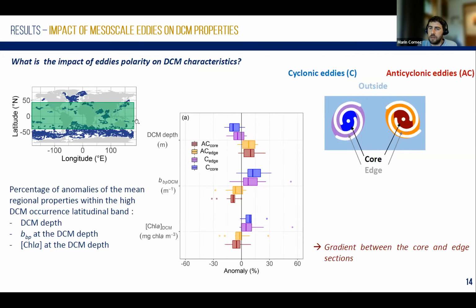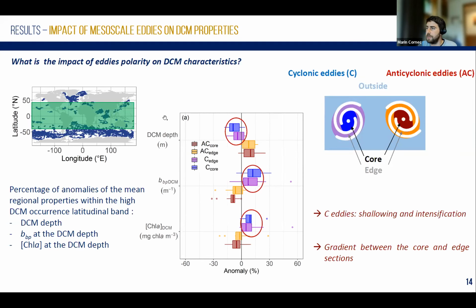So we look at the impacts on the DCM depths, the BBP and the chlorophyll A at the depths of the DCM. And so we computed the anomalies of the mean properties per region, for the profiles that were inside the different types of eddy, cyclonic, anticyclonic, core and or edge sections, against the profiles that were outside of eddy influence.